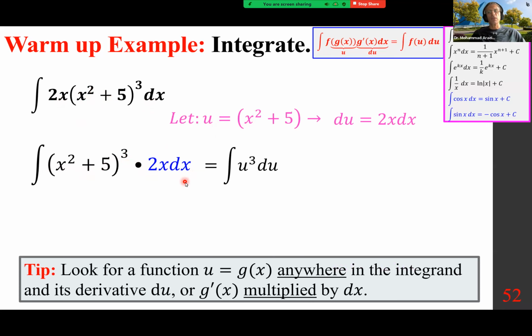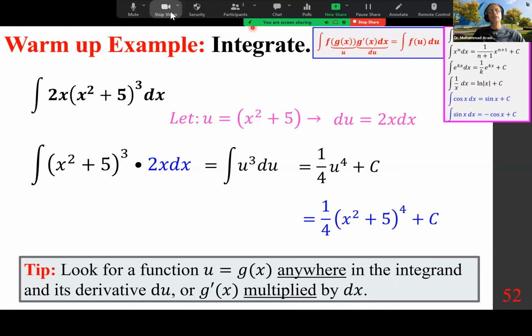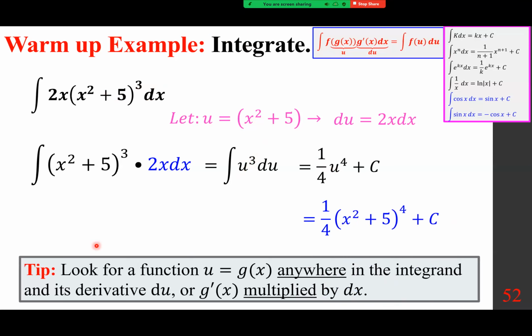And therefore, we can use the power rule, which gives us 1 over 3 plus 1, or 1/4, u to the power of 3 plus 1, or 4, and a constant. And u can be replaced with x squared plus 5. And as always, we can differentiate this to check the work. It should give you the same thing without the dx. So that's the substitution, and pay attention to the tip that is given here.